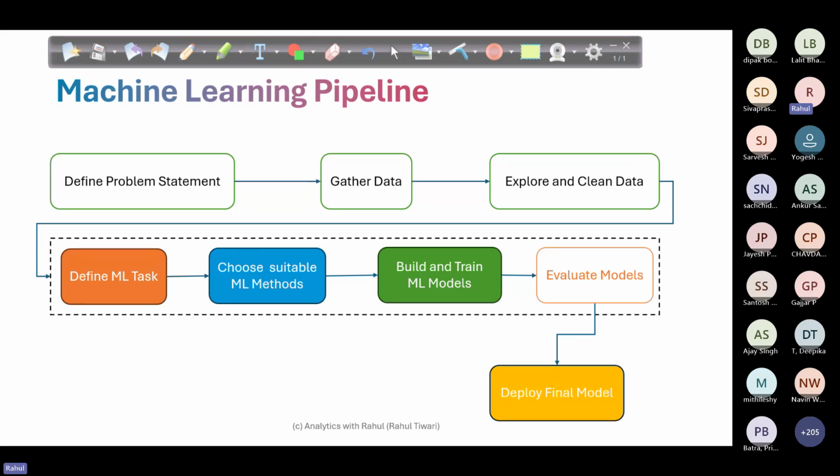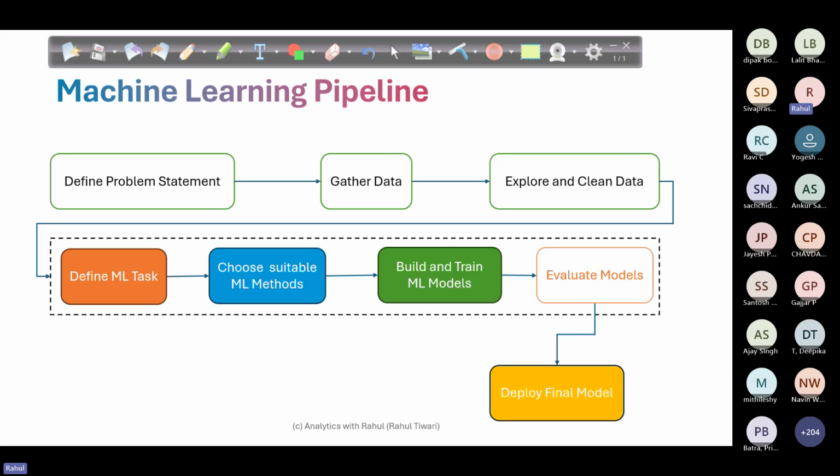Once the data is there, I will have to explore and clean the data, because once you are gathering the information, there is a higher chance that your data may not be clean. There will be some outliers, there will be some missing values, some treatment which you have to do. Once that is done, we will define the machine learning task, we'll choose the final algorithm, which is important, which is going to give me good predictions. So we'll choose suitable machine learning methods. We can go with normal traditional machine learning models, or we can go with AI models as well.